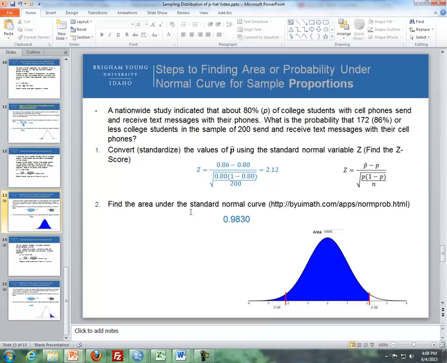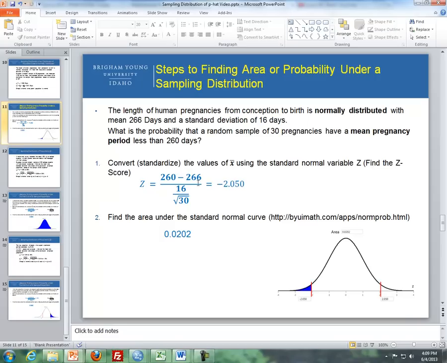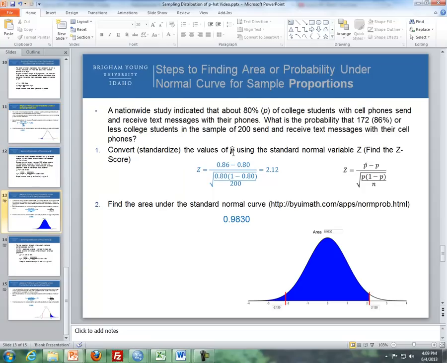So there's two steps, like we see. If I go back a couple of slides here, there's two steps. We convert x bar to a z-score, and then we get our probability. We do the same thing here, but we convert p hat to a z-score, and then we go to the output to get our probability.